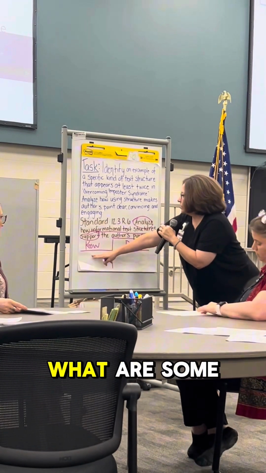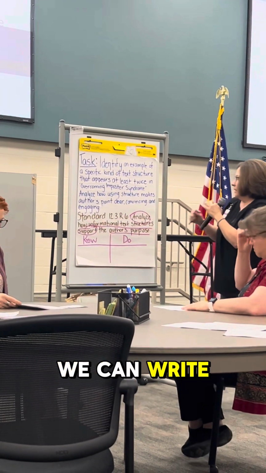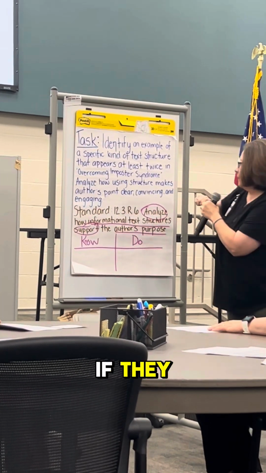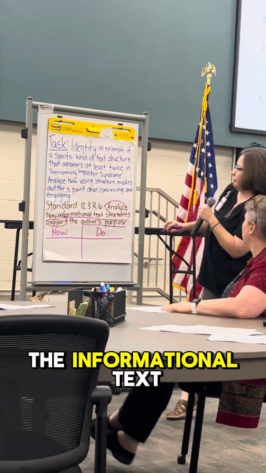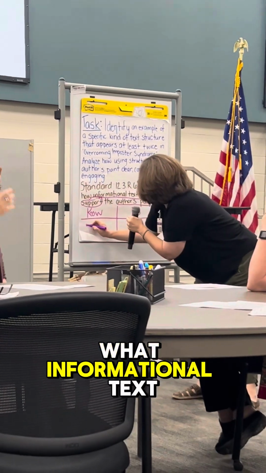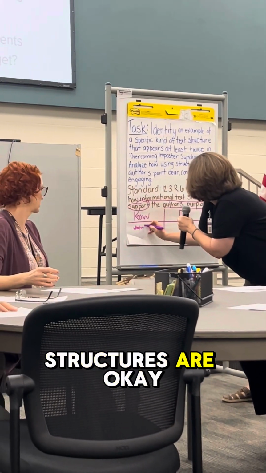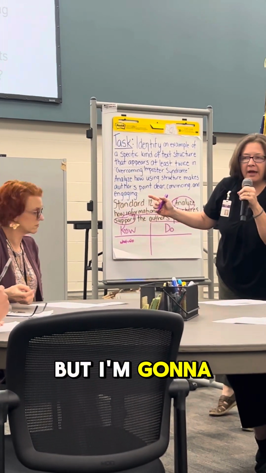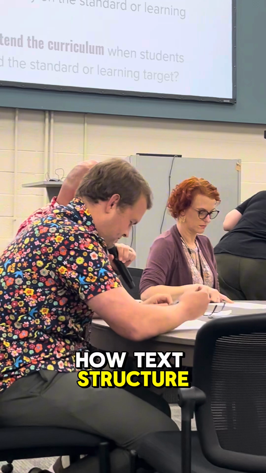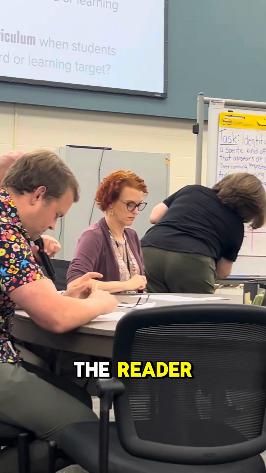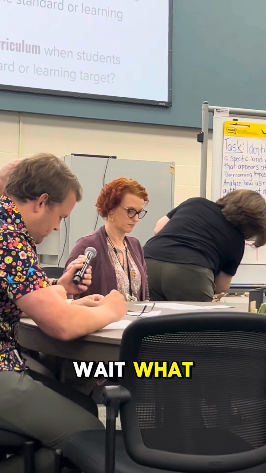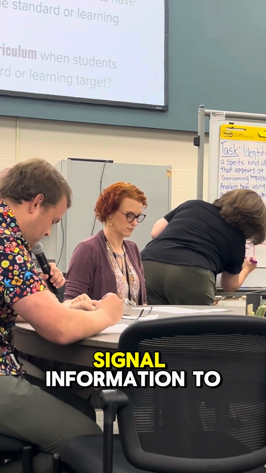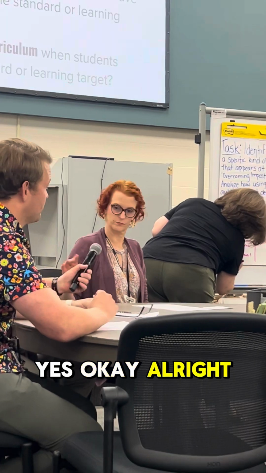So tell me, what are some of the things we can write in the know column? What do we know students will know if they master that? What informational text structures are. I'm going to write while you help me fill in this chart, but I'm going to have you pass the mic around. How text structures signal information to the reader. Was that how those structures signal information to the reader? Yes. Okay.